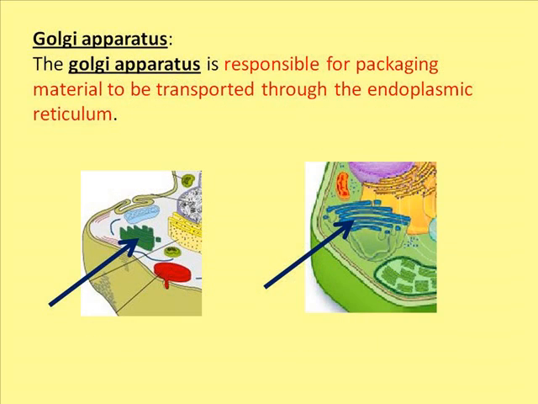The last part of the cell that you need to know is the Golgi apparatus, another big long name here. The picture on the left is the animal cell, picture on the right is the plant cell. They kind of look like stacks of colored pancakes. But your Golgi apparatus is used to package material to be transported through the endoplasmic reticulum. So if you think of the Golgi apparatus as the post office, it's packaging things up to be sent around the cell.